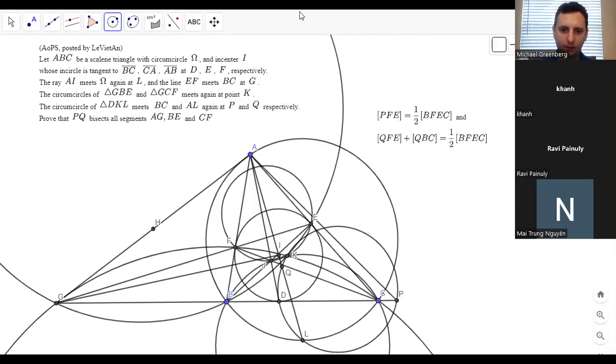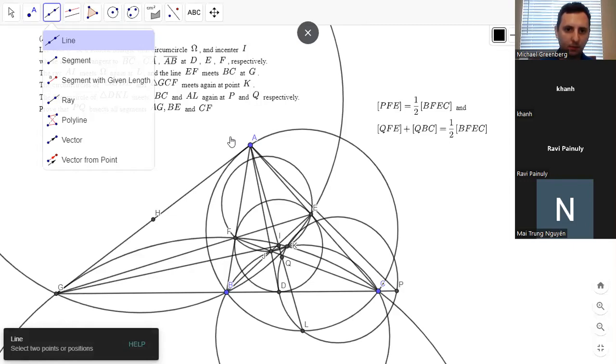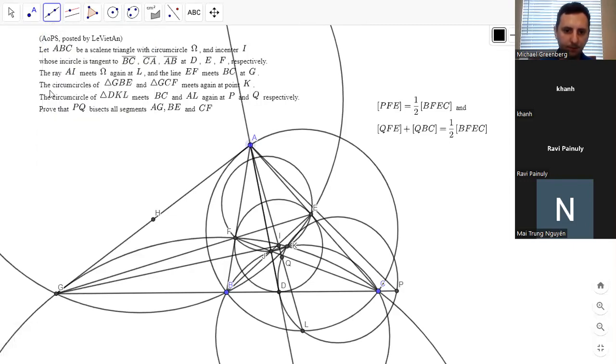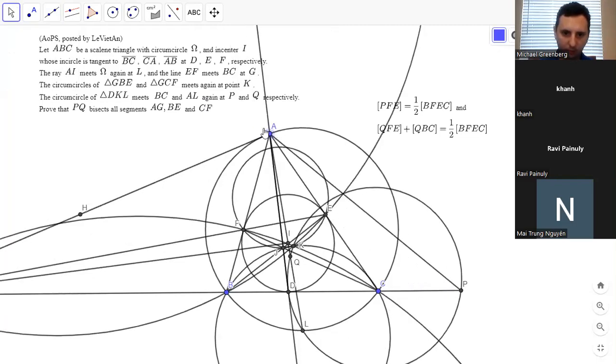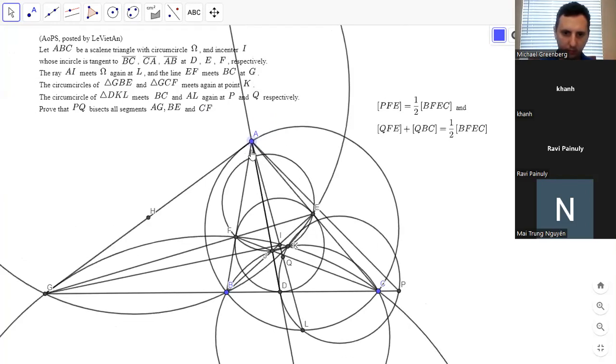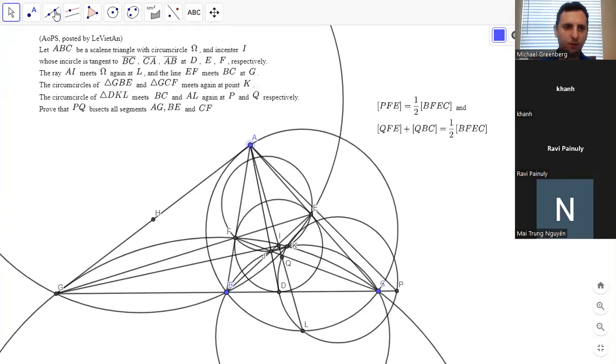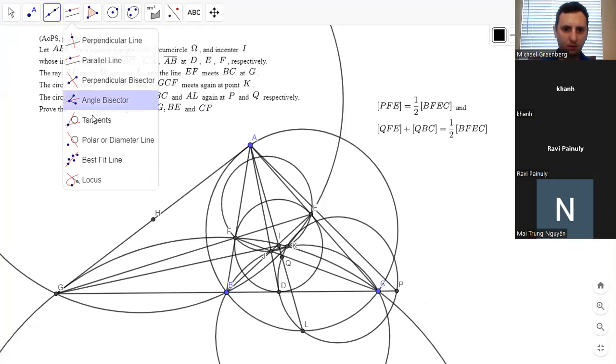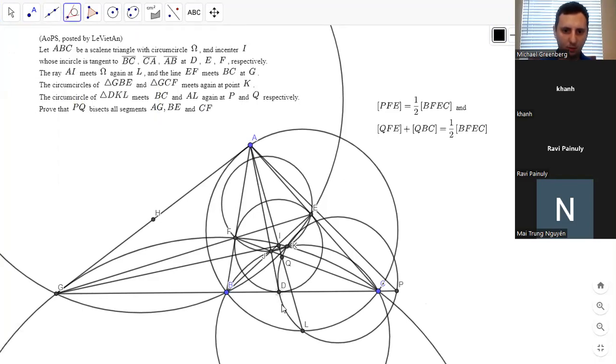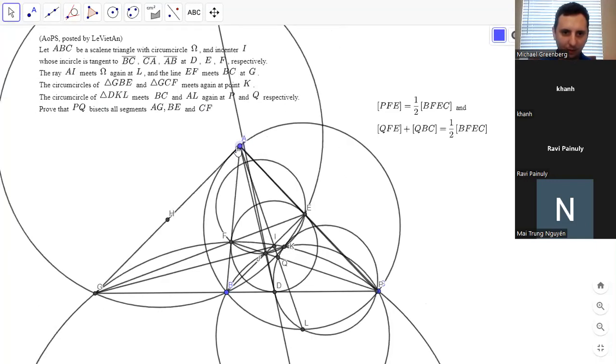Is AD tangent to KDL? Let's see. It certainly looks like it in this picture. I wonder if it is. Oh, it's not. Okay. Yeah, they're just slightly different. Yeah, it's not.